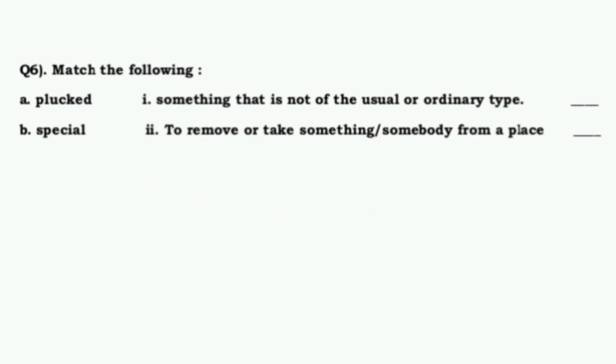Now let us see the next exercise, which is match the following. Now, kids, we will see the first meaning that is given to us. Something that is not of the usual or ordinary type. Now, what do you think? This is the meaning of which word? A, plucked, or B, special? The answer is B, special. So, in your copies, you can either write B or you can write special.